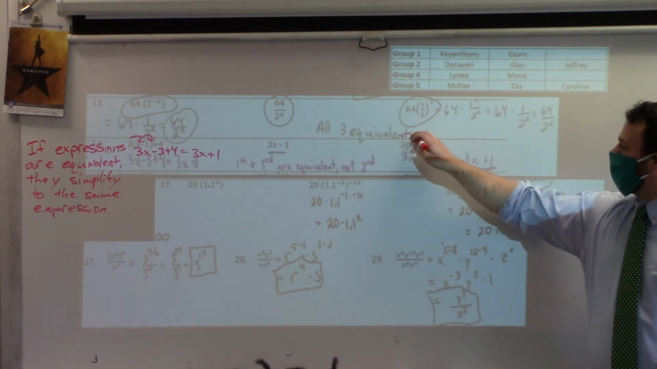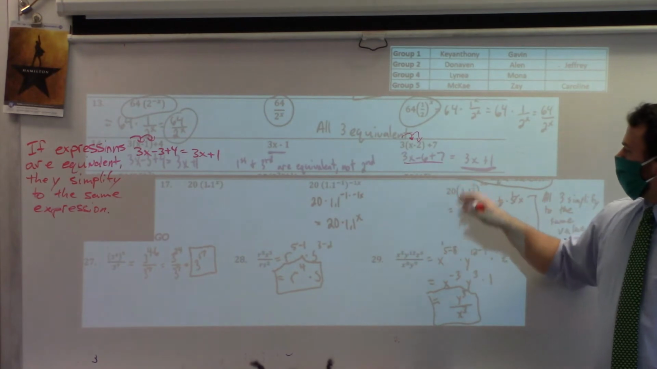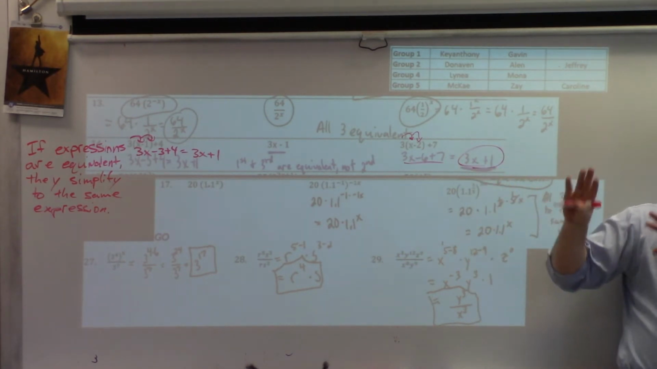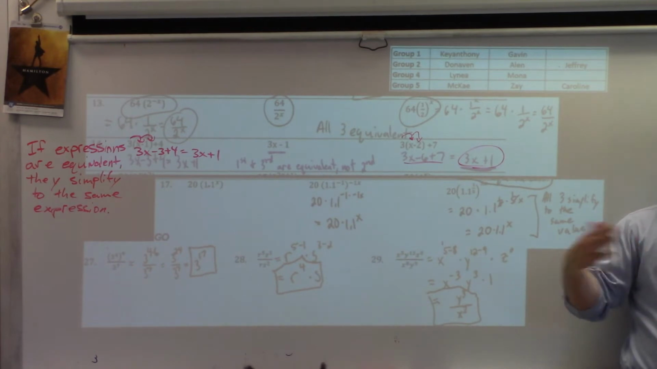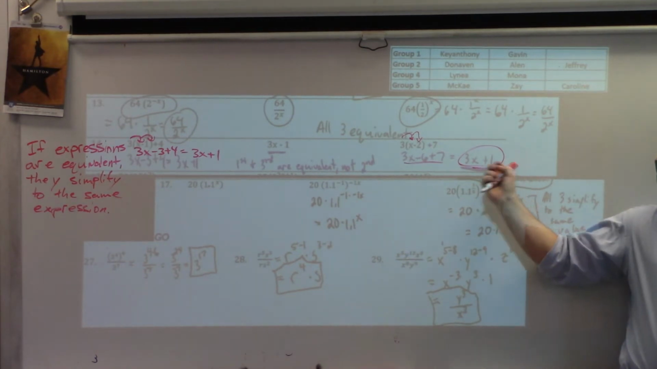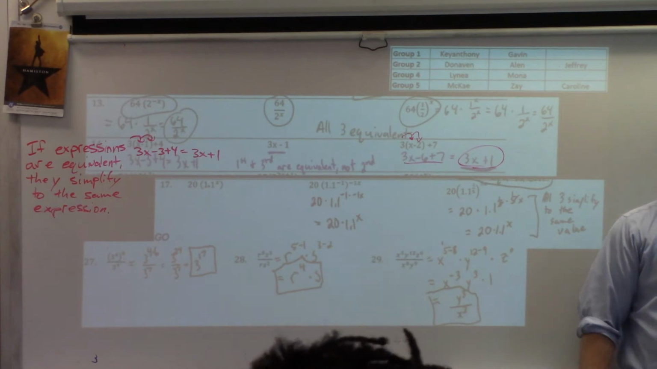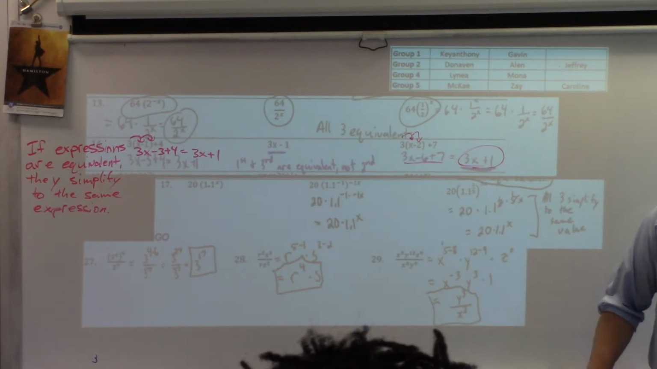But notice if I distribute here, I get 3x plus 1. Does that make sense? Like, using a very simple case, if I simplify those expressions and they're the same, then they're equivalent. We good on that? Donovan, you good? Okay. So that's what we want to be looking towards.